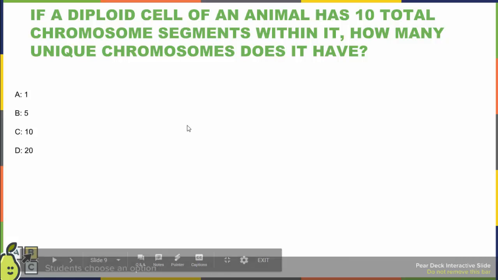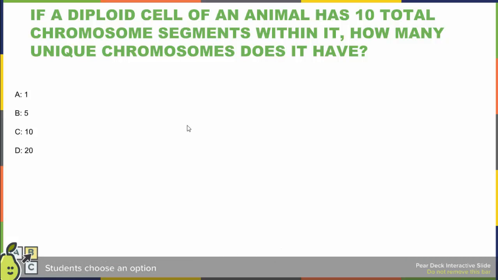All right, so question then: if a diploid cell of an animal has 10 total chromosome segments within it, how many unique chromosomes does it have? So think about what it means to be diploid. If they have 10 segments, how many of them are going to be unique chromosomes?